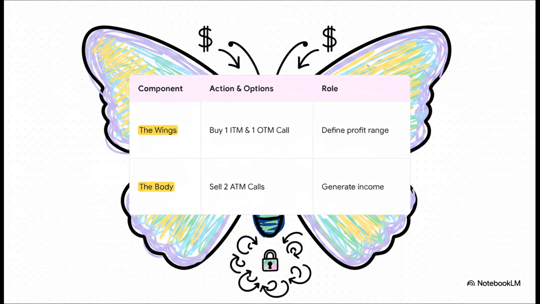Just look at this elegant construction. You buy two calls, the wings, one in the money and one out of the money. This defines your profit range. Then you help pay for it by selling two at-the-money calls, and that forms the body. You are essentially getting paid to bet that the stock will stay pinned to a very, very specific price.